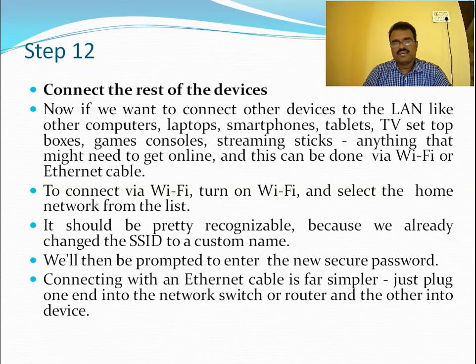To connect Wi-Fi, turn on Wi-Fi and select the home network from the list. It should be pretty recognizable because we have already changed the SSID to a custom name. We will then be prompted to enter the new secure password. Another thing, connecting with an Ethernet cable is far simpler. Just plug one end into the network switch or router and the other end into the device so that we will get connectivity.